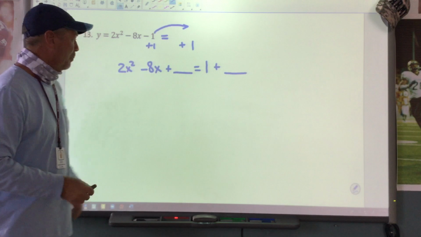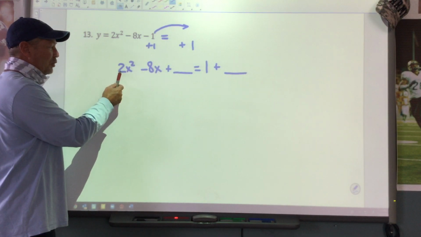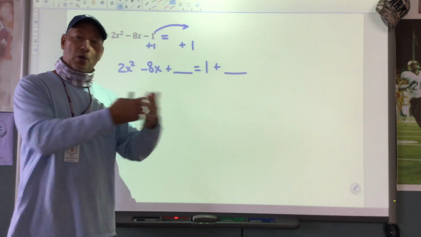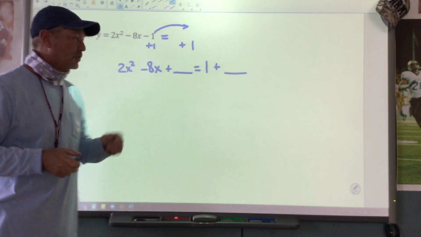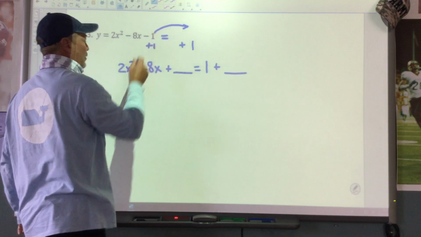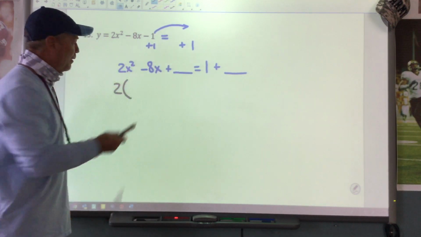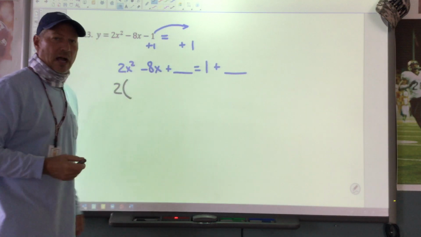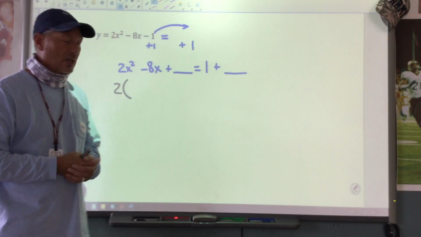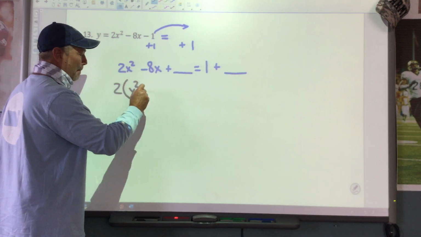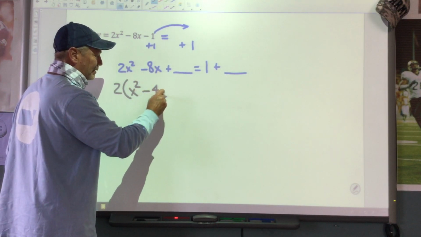All right? But now I want to get the x squared by itself. I need to move the 2 away from it. So what I'm going to do is I'm going to factor the 2 away. I'm going to say factor out a 2. For these two terms, I'm going to factor out the 2. What that's going to leave me is x squared minus 4x.